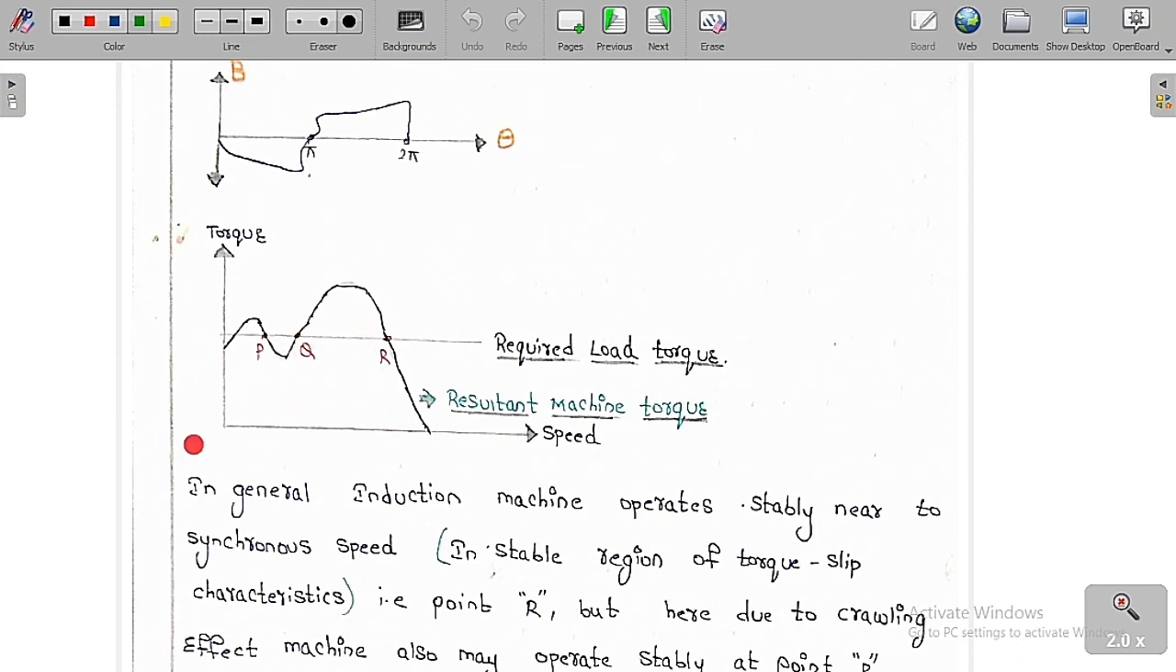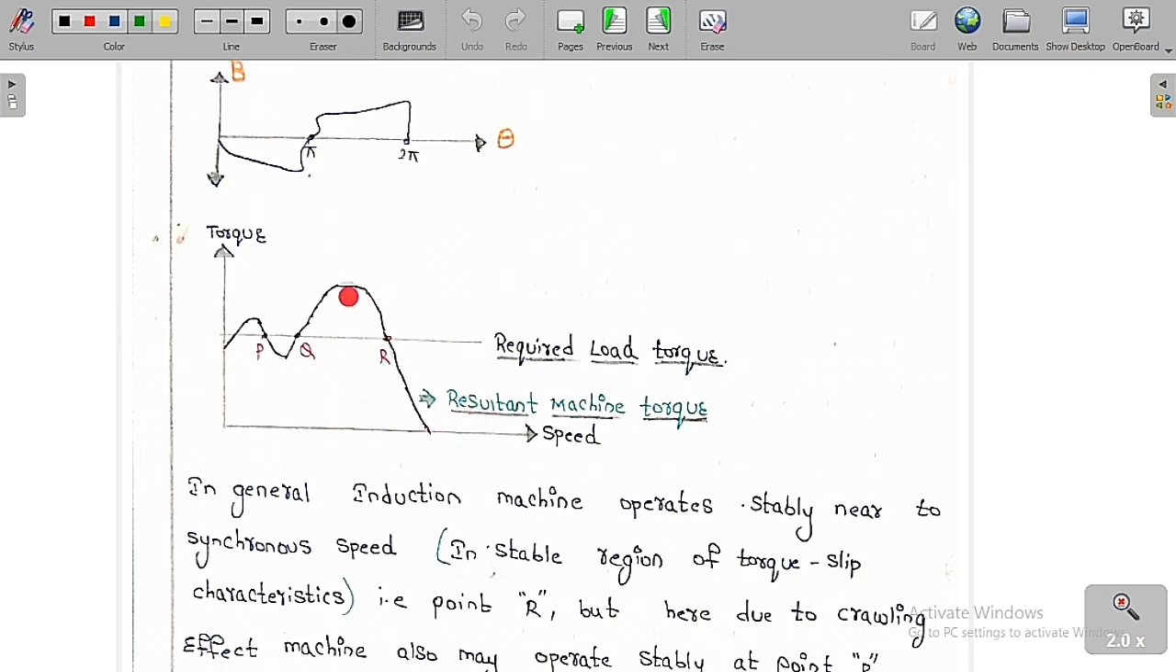So listen carefully, whenever harmonics are present in the flux between the stator and the rotor, then the torque speed characteristic is going to change in this manner. So this is also a stable region, and this is also a stable region. Because of this only, crawling is going to happen. So the speed will be very low, nearly equal to ns by 7.